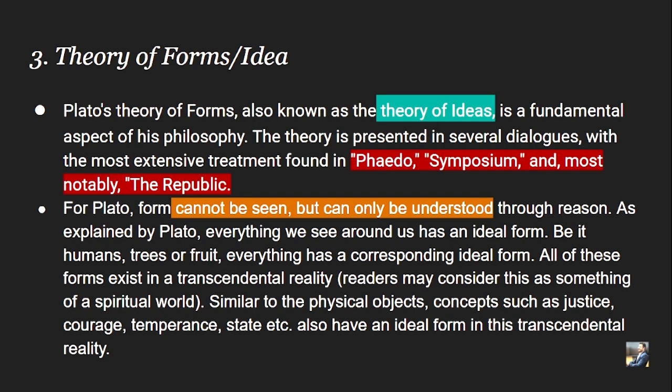The theory is presented in several dialogues, with the most extensive treatment found in Phaedo, Symposium, and most notably in the Republic. These are works among the ten volumes of Plato. So the mention of the theory of forms or the theory of ideas we see mainly in Phaedo, Symposium, and most notably in the Republic.